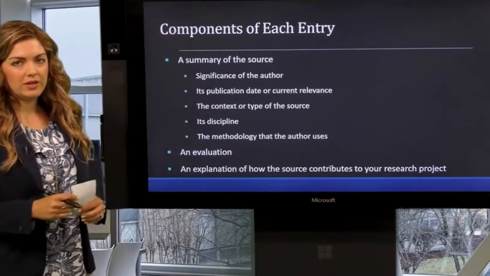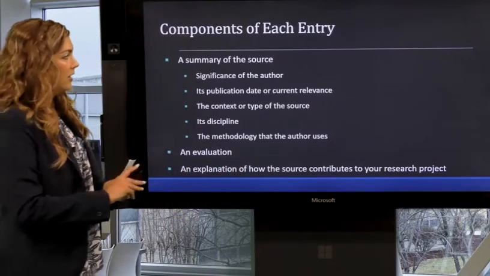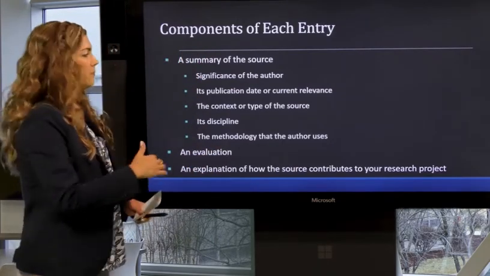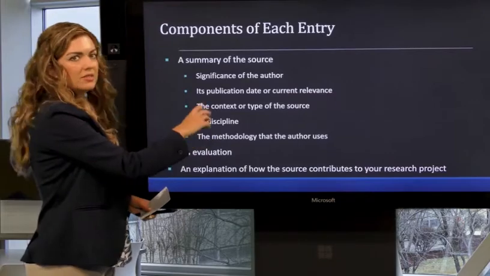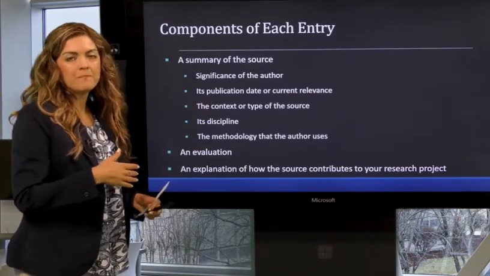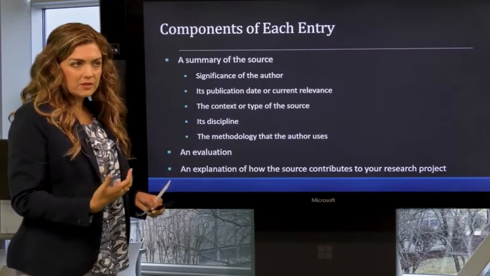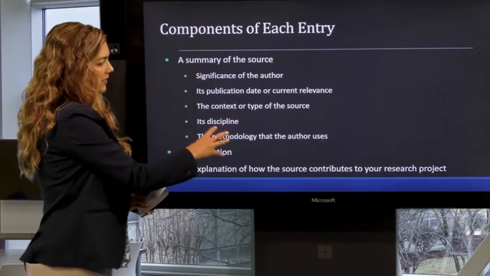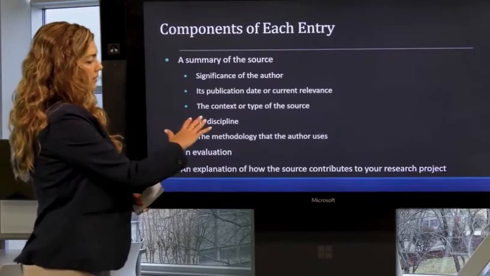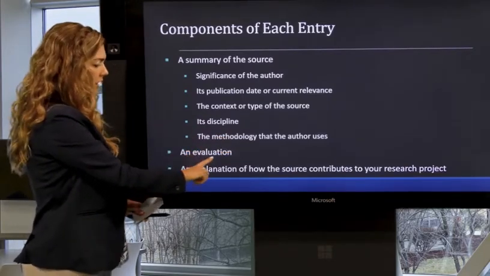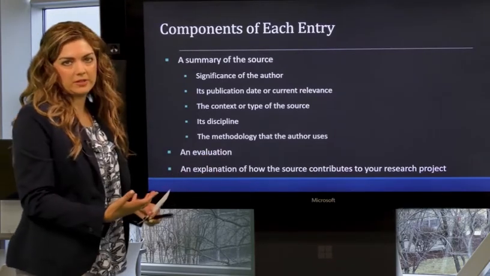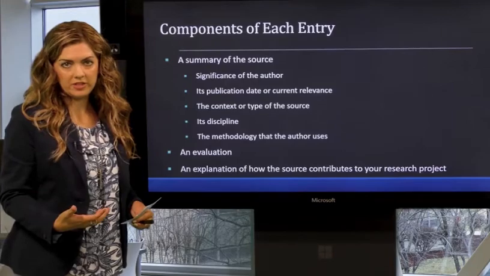So for each entry in an annotated bibliography, you have those three components that we mentioned on the previous slide. So the summary is first, and this is, think about the standard summary that we talked about before. What are the main ideas of this source, information about the context, who wrote the source, its date, etc. Also the evaluation piece, and then how this source can contribute to your research project in some way.